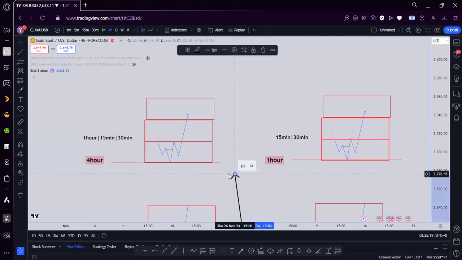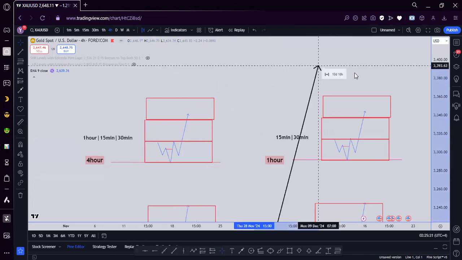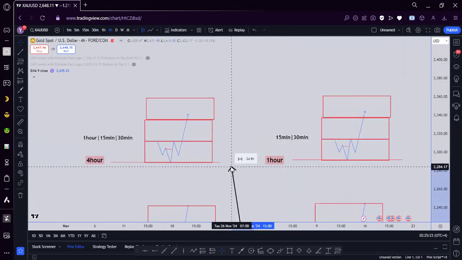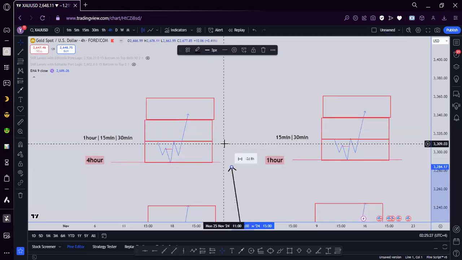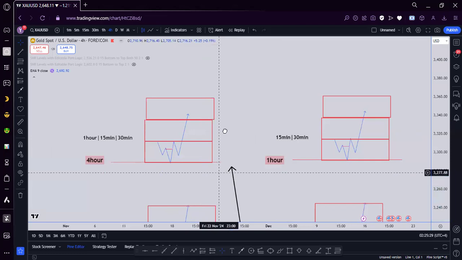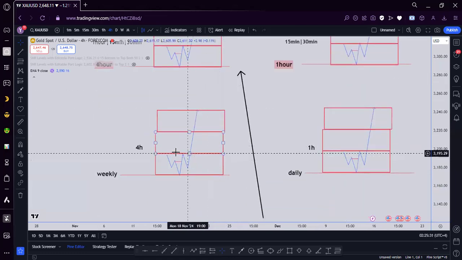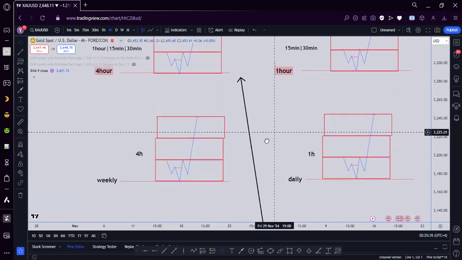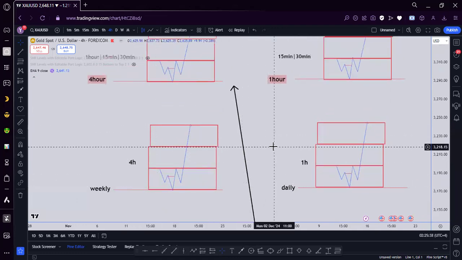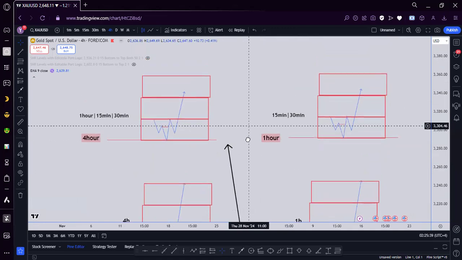You can stick only with these two types of continuation setups in today's video, together with the setups of the first part from the storylines, the weekly and the daily storylines.